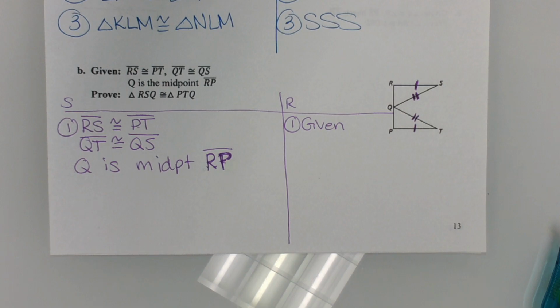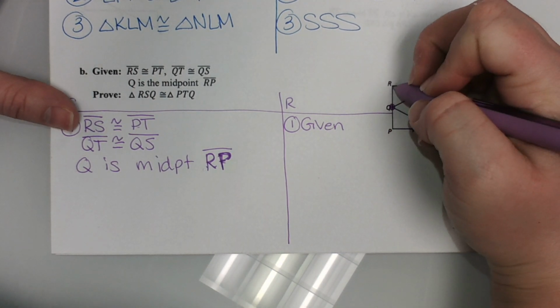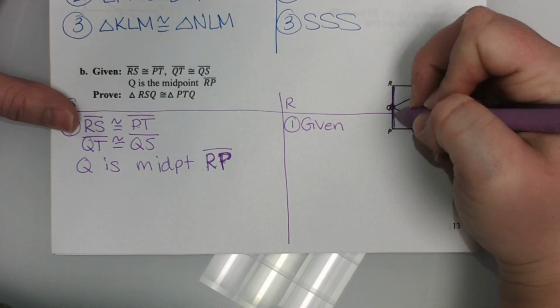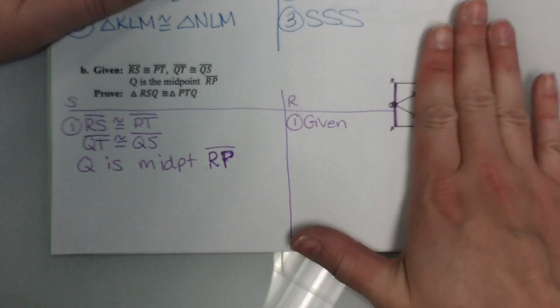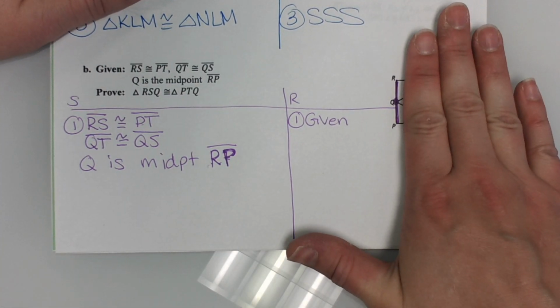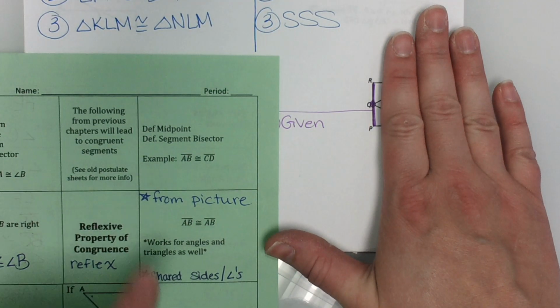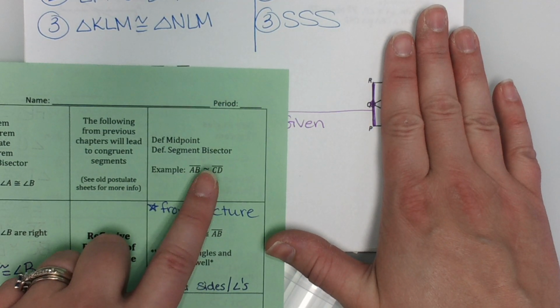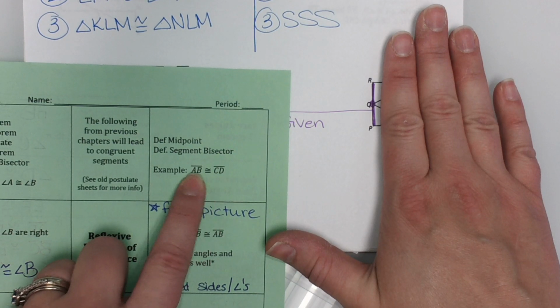What do you see that you can use for proof? Words. The word midpoint. Q is the midpoint of RP. Remember, when you work with words, only pay attention to the stuff that it's talking about. I care nothing about the rest of this picture. I only care about this right now. Midpoint will give us congruent segments. So I'm looking for something like this when I see definition of midpoint.